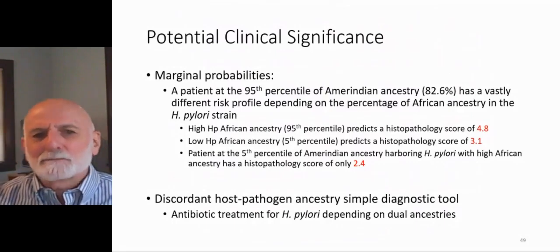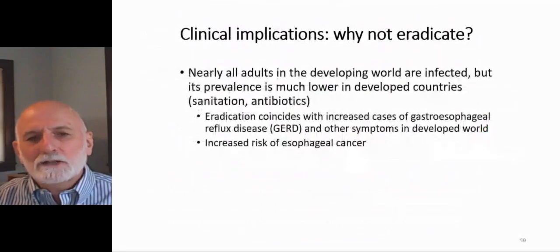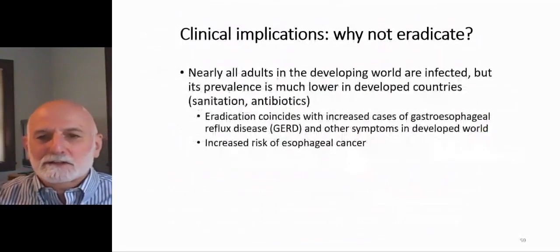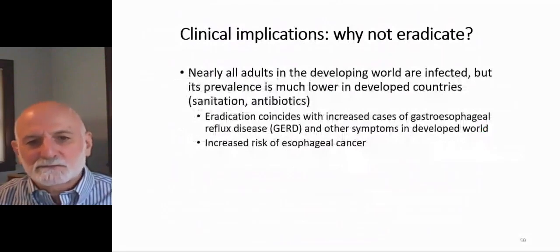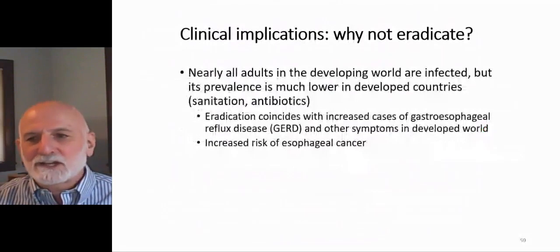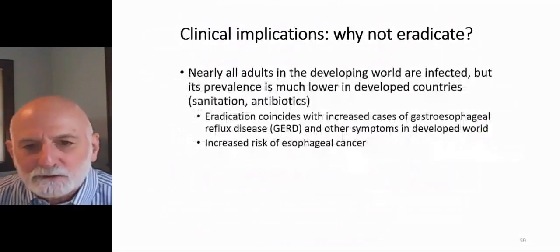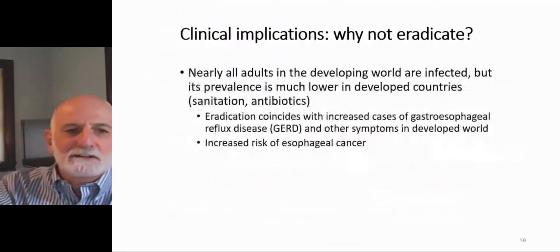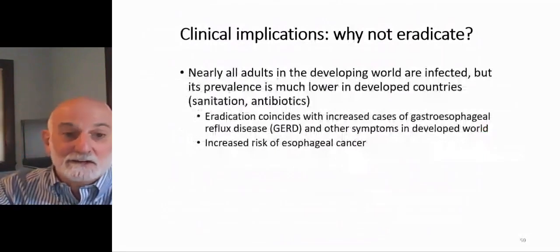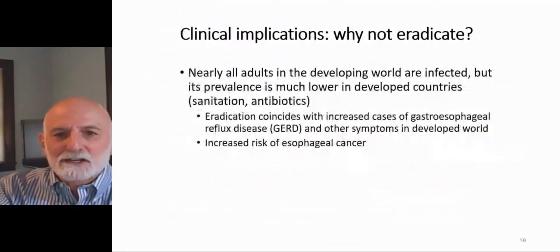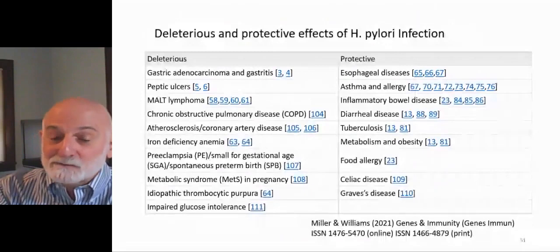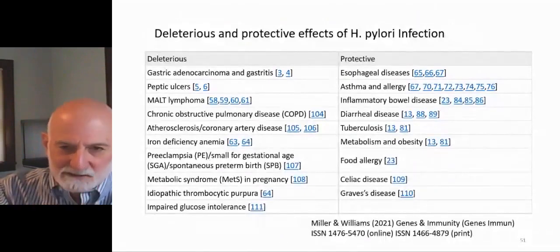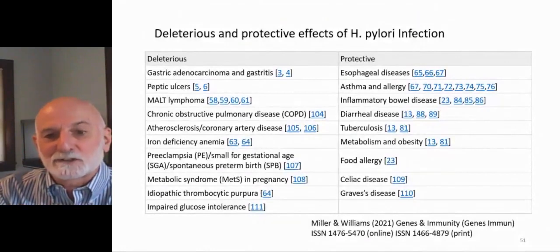But it's not even that simple, because why do you not want to eradicate from everybody? The answer is that H. pylori may be doing some things that are very good. First of all, if you eradicate, you increase the cases of gastroesophageal reflux disease and other symptoms, and you increase the risk of esophageal cancer. We did a fairly intensive literature review this year, and we were able to show that although there are a whole bunch of things that H. pylori associates with that are deleterious, including gastric cancer and ulcers, it also protects from esophageal disease, asthma in children, inflammatory bowel disease, diarrheal disease. There's some evidence that it protects from tuberculosis, food allergies, and celiac and Graves' disease.